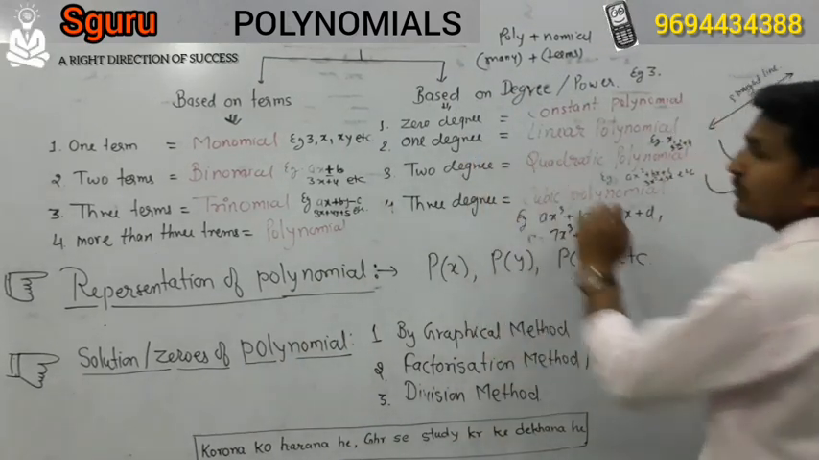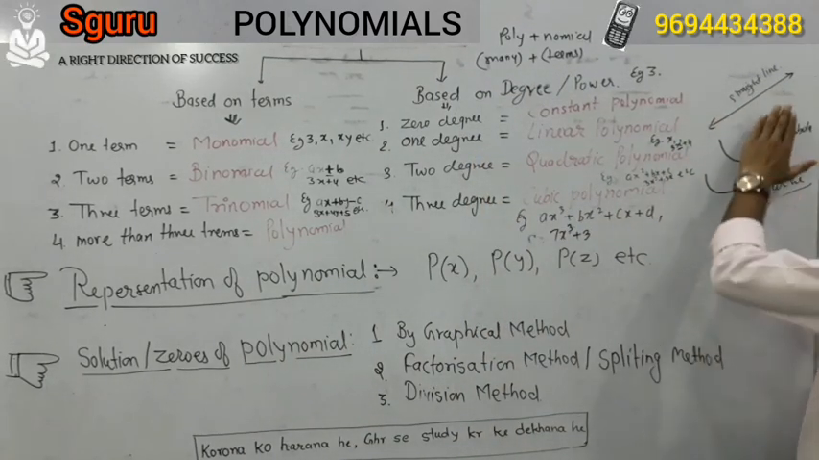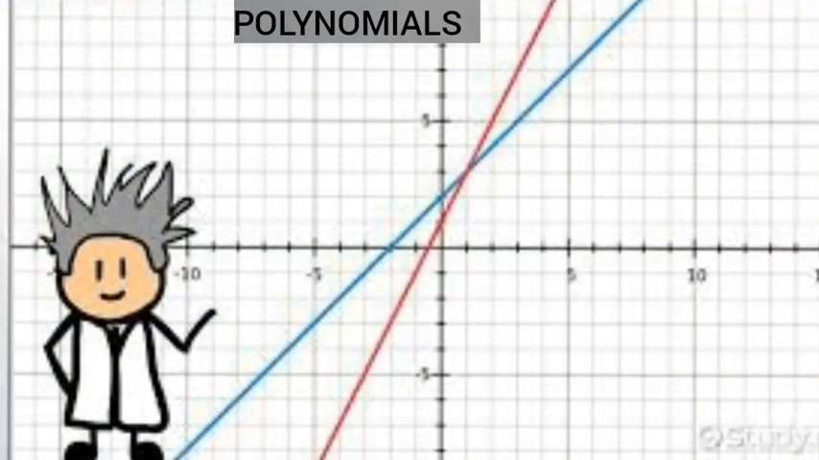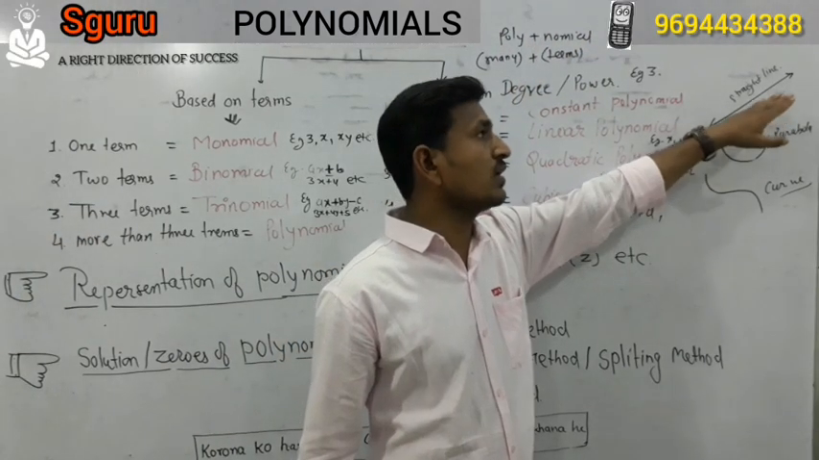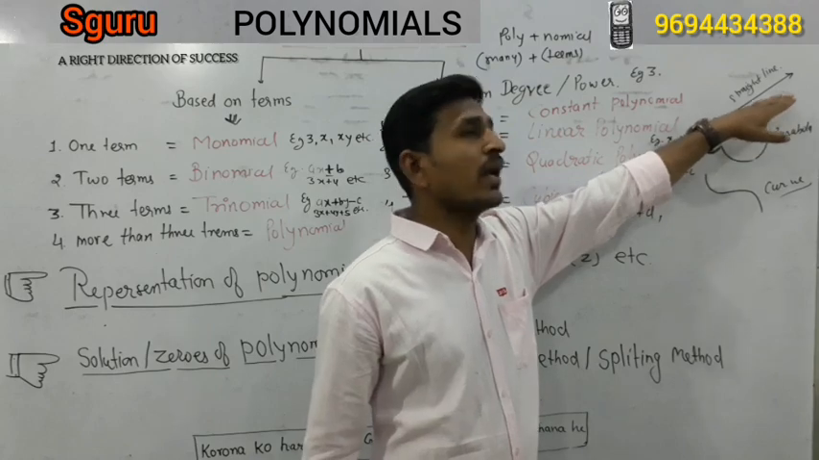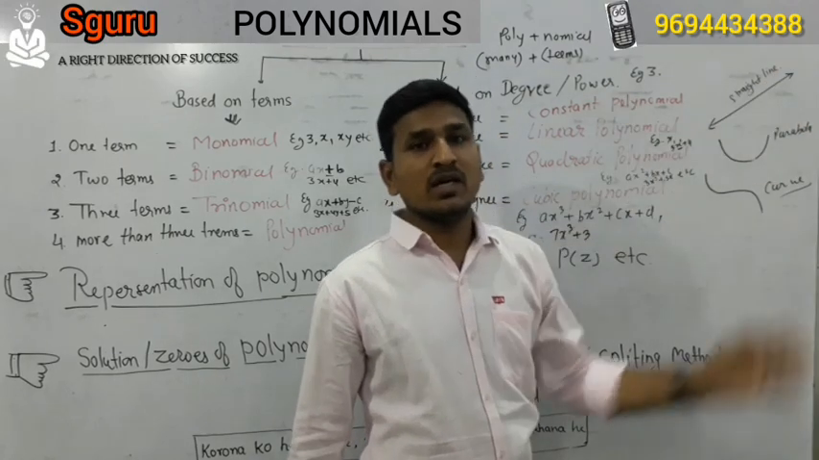And the graphical representation of a linear polynomial is a straight line. ग्राफिकल रिप्रेजेंटेशन जो होगा लीनियर पॉलिनोमियल का वो एक स्ट्रेट लाइन होगी इस तरीके से. यहाँ देख सकते हो आप, ये एक स्ट्रेट लाइन है. ओके, लाइन क्या होती है इसके बारे में हम फिर आगे कभी बात करेंगे.